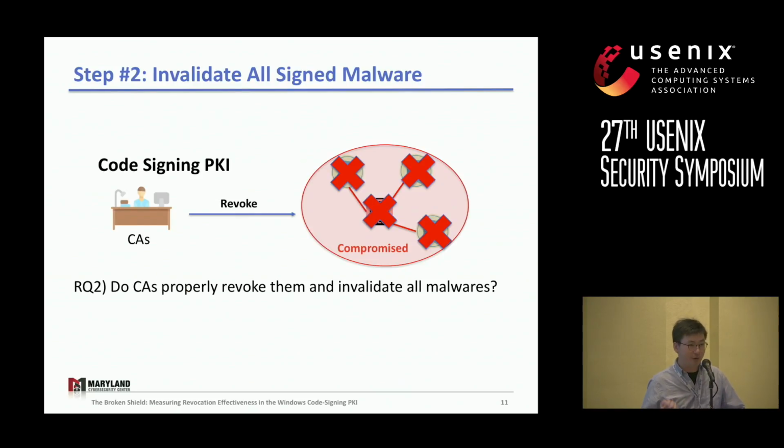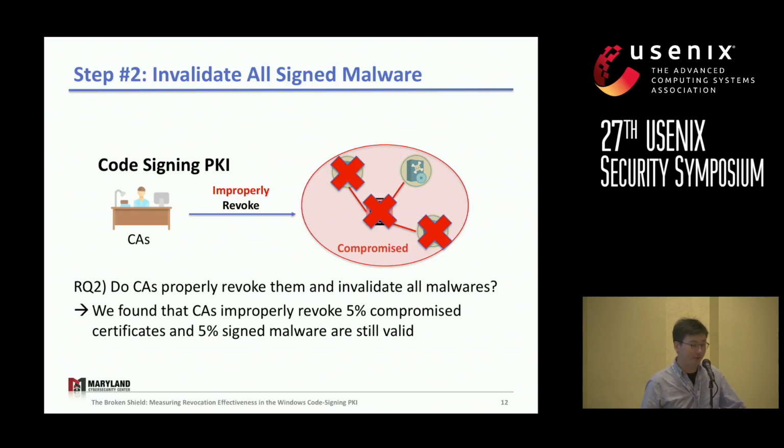So in this step, we also raise research questions. Do CAs properly revoke a compromised certificate and then invalidate the samples signed with the compromised certificate? In this paper, we found that the CAs improperly revoked 5% of compromised certificates, and another 5% of signed malware is still valid even though the certificate is revoked. This is more challenging and critical than in TLS, because the CA has to invalidate every single signed malware sample when they revoke the certificate.